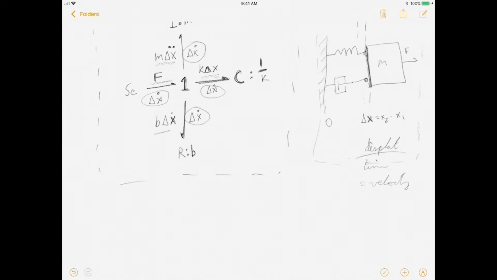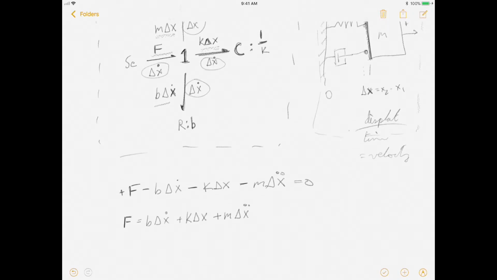So how we write this equation is we're going to sum all the forces. If the force is going into the system, then we say F is positive F, minus the resistor, which is B delta x dot, minus K delta x, minus M delta x double dot, which is going to equal 0. So if we solve for F, then the force is going to equal B delta x dot plus K delta x plus M delta x double dot.